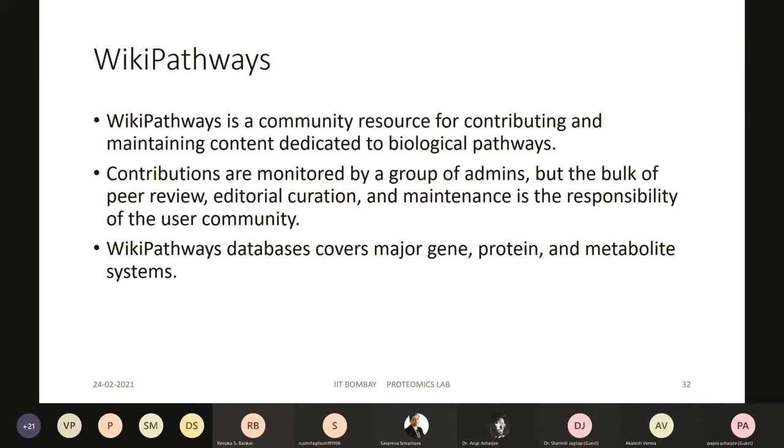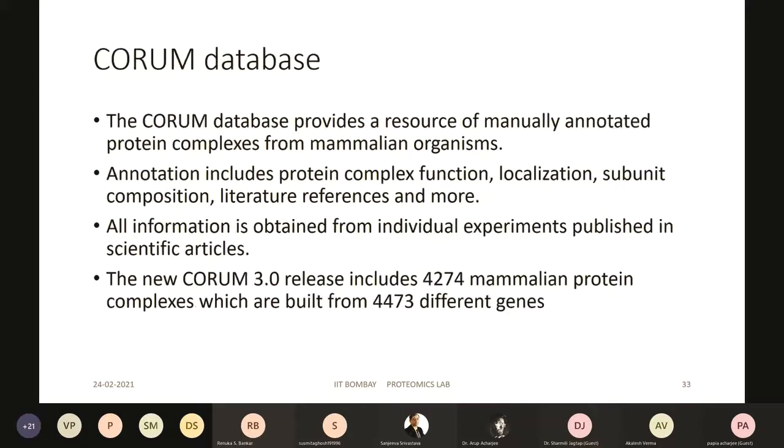Then there is WikiPathways. Now, WikiPathways, just like Wikipedia, is crowdsourced, and there is a lot of curation as well. Then there is the CORUM database. So this database is again a source of manually annotated protein complexes from mammalian organisms. So CORUM is manually annotated, and the recent version contains 4,274 mammalian protein complexes built from 4,473 different gene sets.